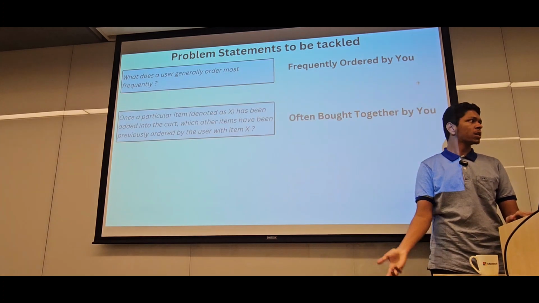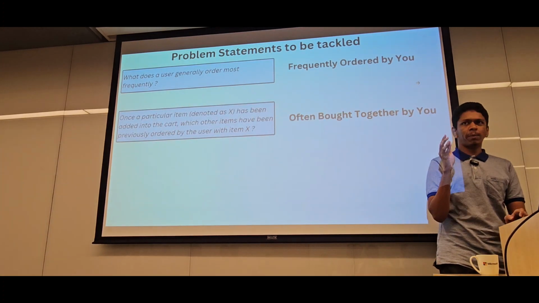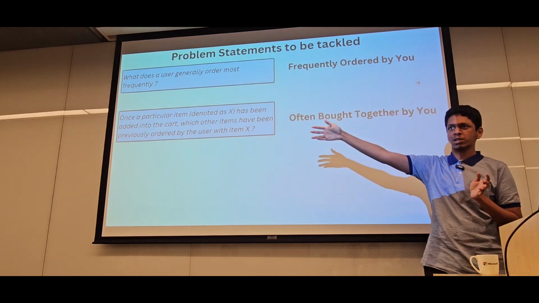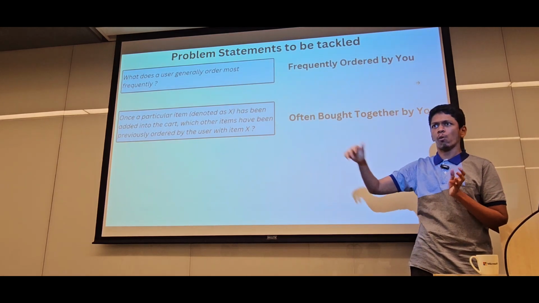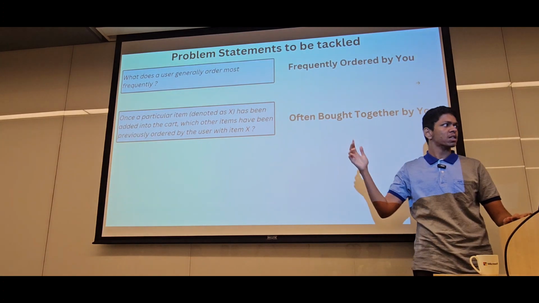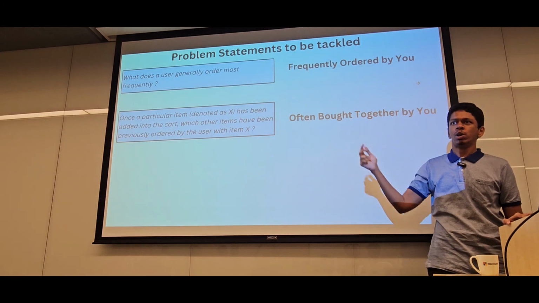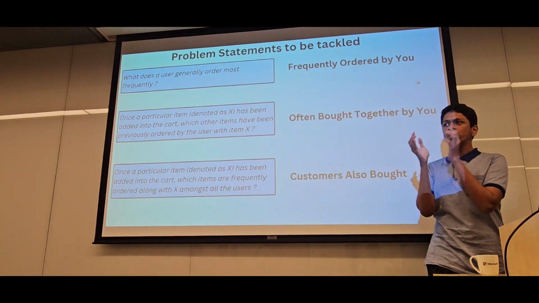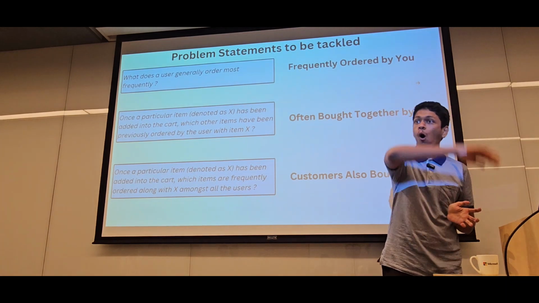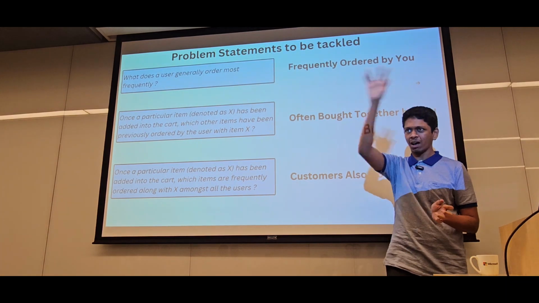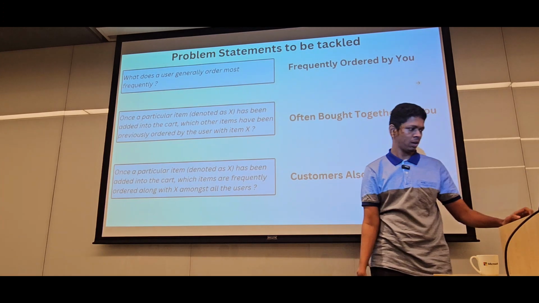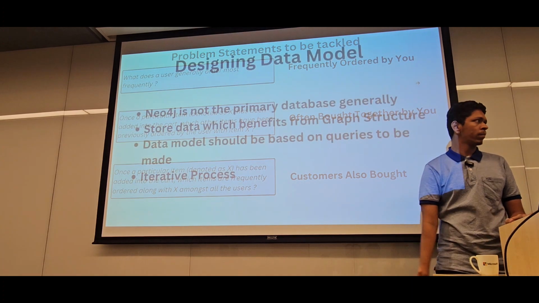The second problem statement is, once a particular item has been added by the user into the cart, based on the user's order history in the past, what other items have also been added into the cart, which is also often bought together by you. The third is, once a user has added something, say pizza, into his cart, among all the customers who have ordered pizza, in that specific order, what also has been added. Let's tackle them one by one.